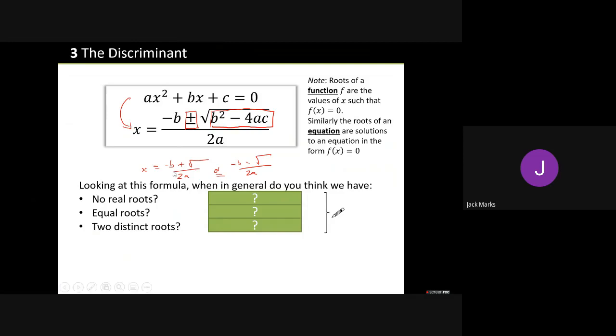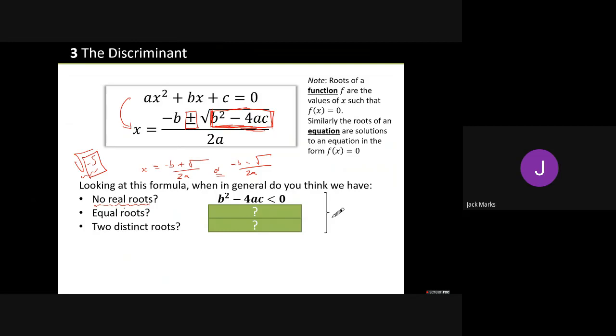Now, what would happen if we had a negative number under the square root? Well, we've been told that we can't do this. So this is actually when we would have no real roots. It's when it's not possible for us to do anything else. And this will happen sometimes. The bit under the square root is actually called b squared minus 4ac. So if this is negative, you won't have any roots.